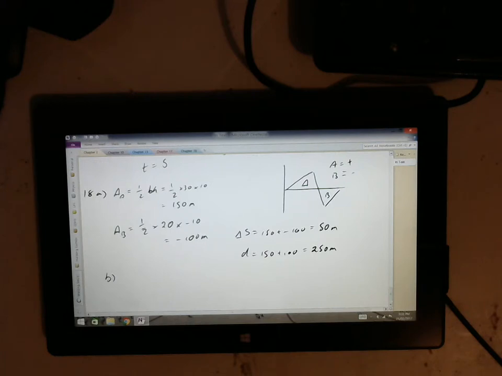Hang on, I've got different displacement here. Let me double check that. 30 times 10 would be 300, half. Yeah. 30 times 50.